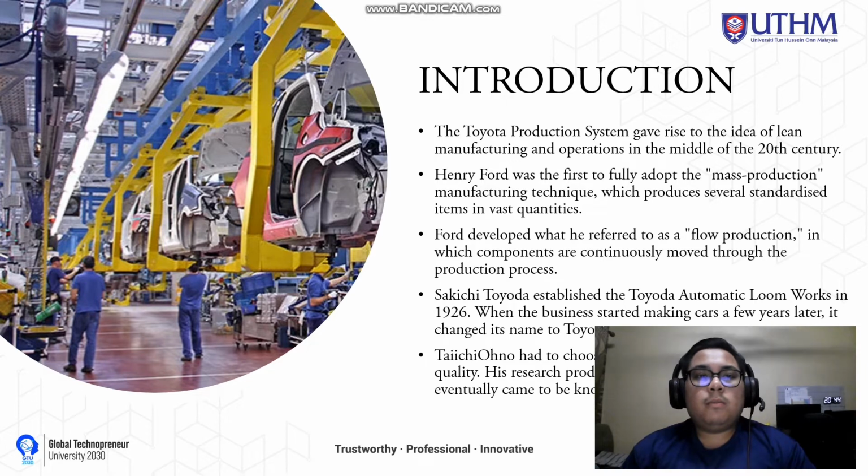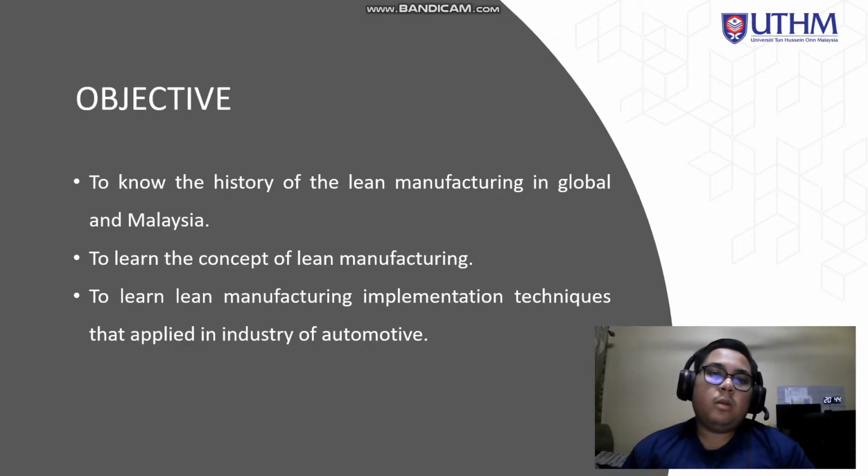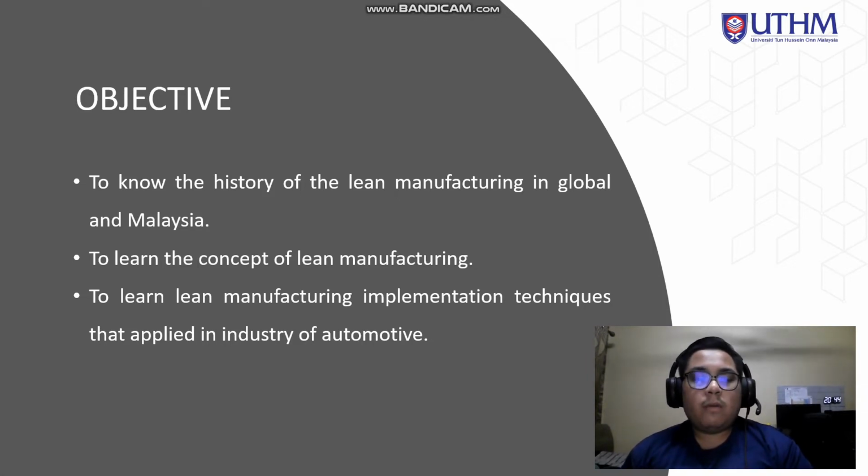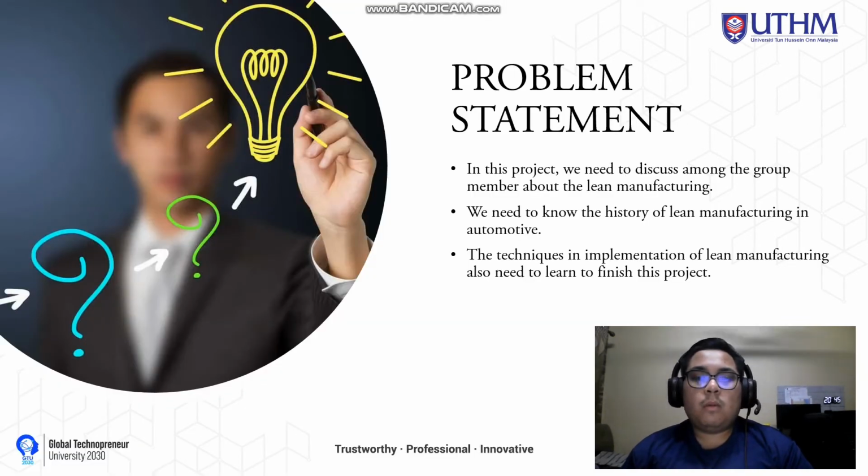Next, I will talk about the objectives of this project. The first is to know the history of lean manufacturing globally and in Malaysia. Next is to learn the concept of lean manufacturing, and the third is to learn lean manufacturing implementation techniques that apply in the automotive industry. Next is the problem statement. In this project, we need to discuss among the group members about lean manufacturing, and we need to know the history of lean manufacturing in automotive and the techniques in the implementation of lean manufacturing. We also need to learn to finish this project.